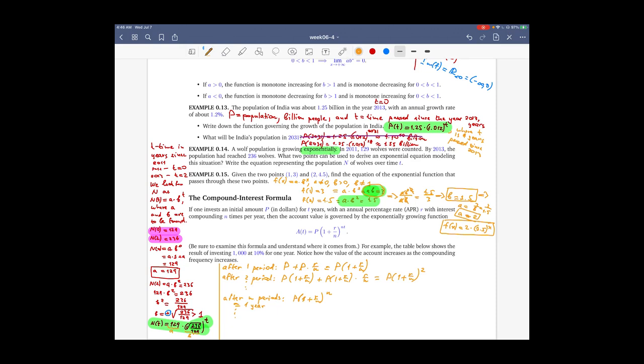After T years, we will have P times 1 plus R over N to the power NT. You can establish this the same way we established the formula for N periods. The central question for us is this: what is better for me as an investor?